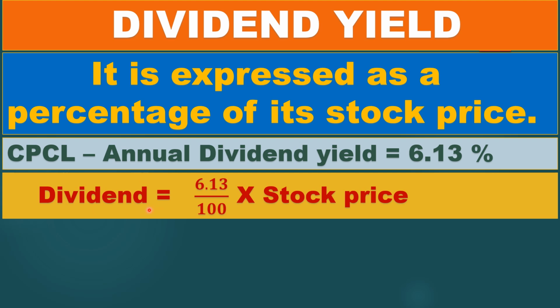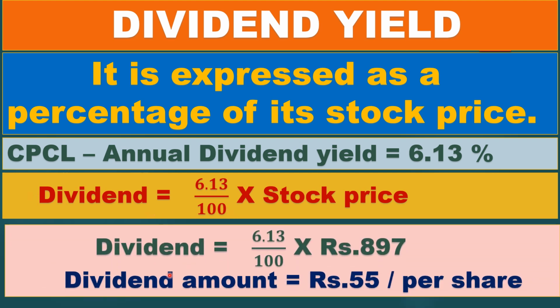How do you calculate the dividend amount? From the dividend yield they will tell. So from dividend yield, how is the dividend calculated? Using this formula. For example, the stock price of CPCL is 897 rupees. Therefore, 6.13 divided by 100 into 897, the dividend amount we get per share is equal to 55 rupees.